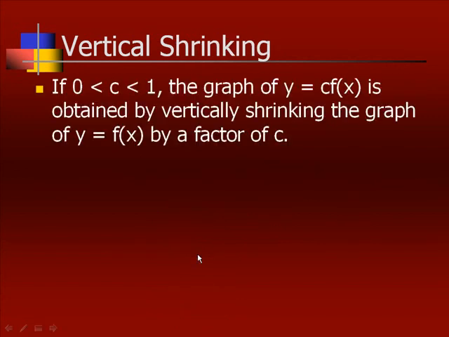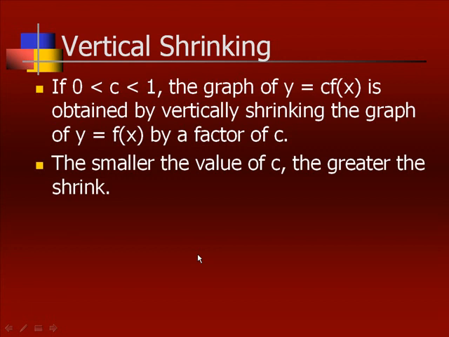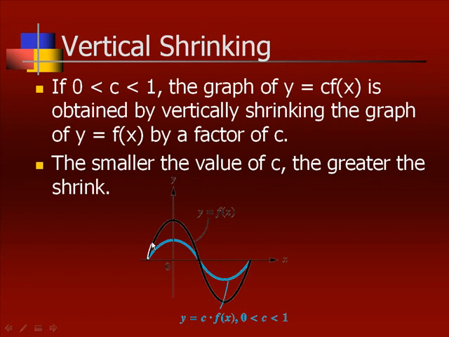Now, vertical shrinking will happen if c is between 0 and 1. So if c is between 0 and 1, the graph of c times f of x is obtained by vertically shrinking the graph of f of x by a factor of c. And the smaller the value of c, the greater the shrink. So same thing. If f of x is this original black line, which now we're going to make a white line, then if c is a fraction, it reduces all of these values by that factor.